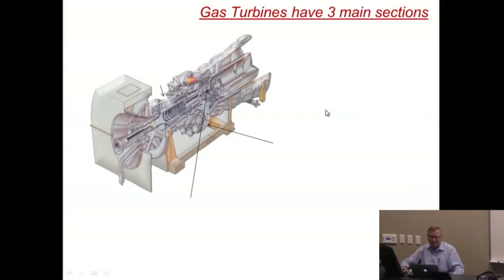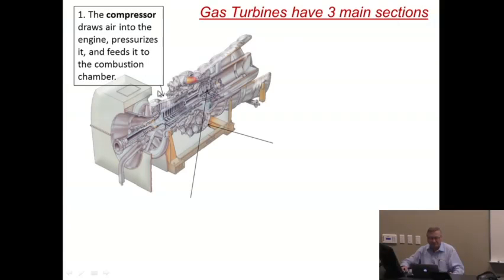So essentially, we're going to have three main sections in a gas turbine. The first section is this part of the engine. Here's the air intake. This part of the engine is a compressor. It draws air from outside into the engine and pressurizes it. So here's low pressure, there's a high pressure.